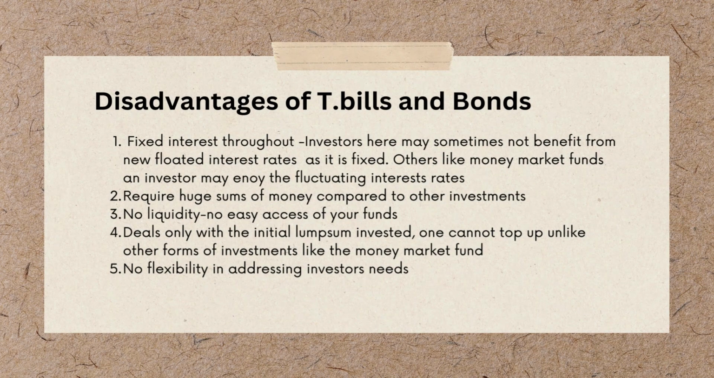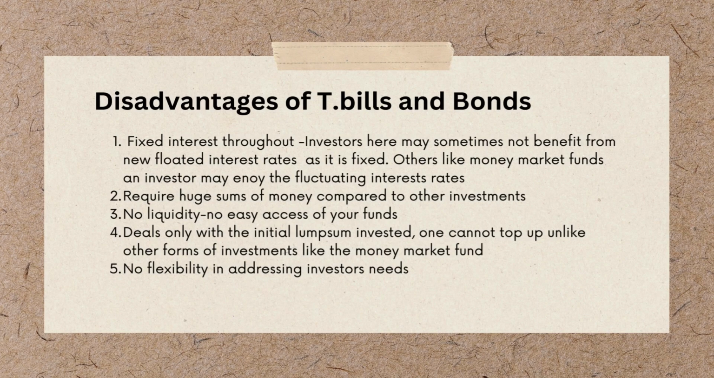Treasury bills and bonds require huge sums of money compared to other investment. For you to subscribe for a Treasury bill or Treasury bond, there is usually a set minimum, like say for example 50,000 Kenyan shillings or sometimes 100,000 Kenyan shillings. So you must have this minimum amount of money before you can subscribe to Treasury bills or bonds. While compared to other forms of investment like the money market fund, sometimes you can start from as little as 200 shillings, 300 shillings, 5,000 shillings, 10,000 shillings, depending on the fund manager you are using.